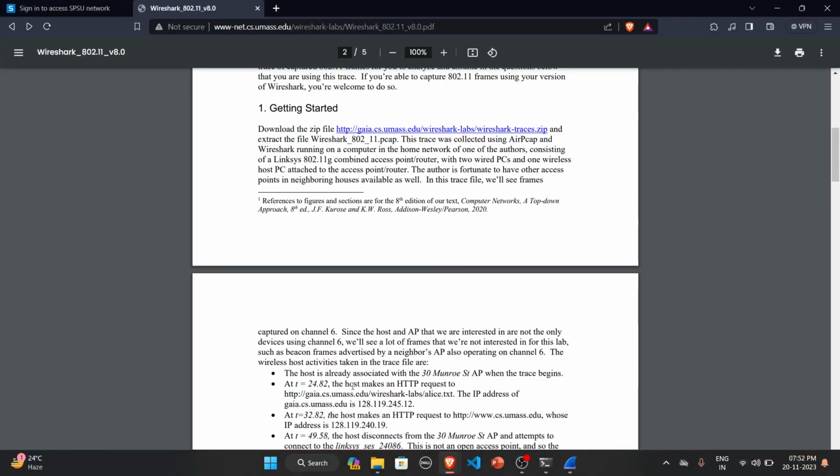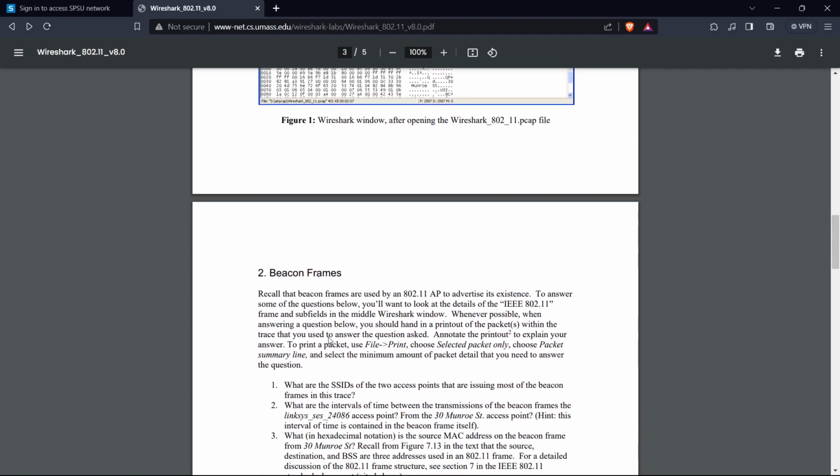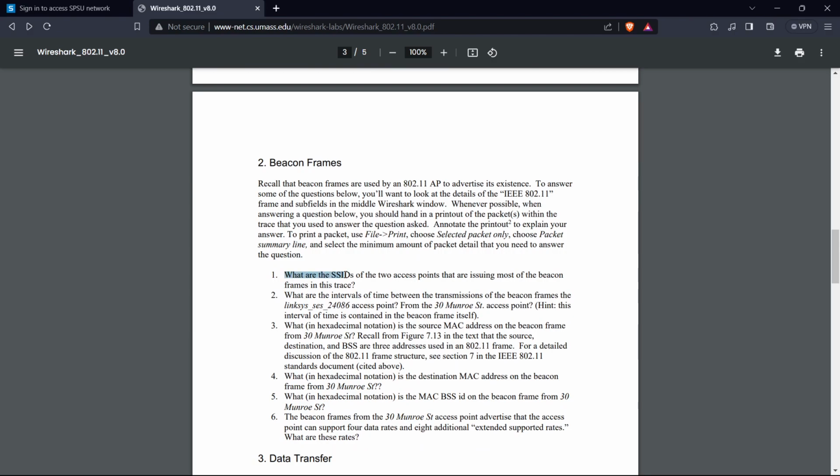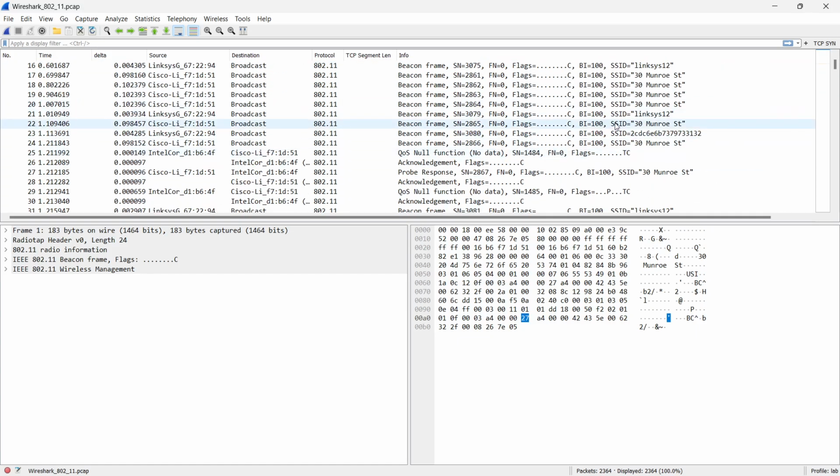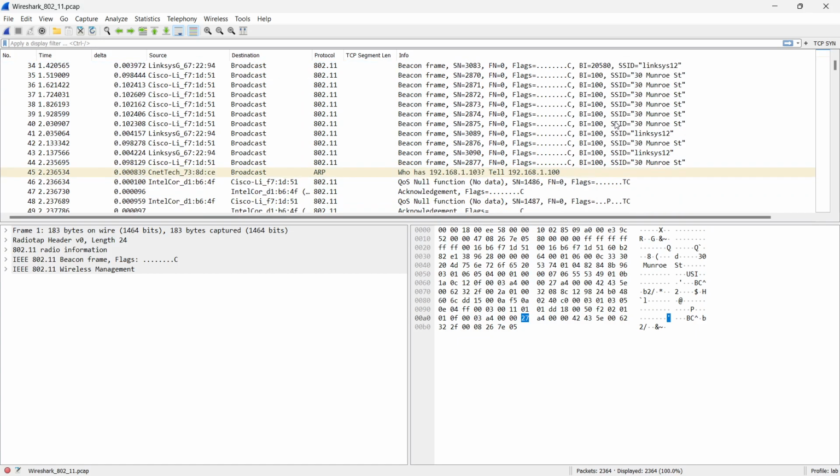Now we go to the beacon frames. The first question is, what are the SSIDs of the two access points that are sending the most beacon frames in this trace? First, we have to find the beacon frames and which SSIDs are sending the most. Most of the SSIDs are 30, as you can see here, so we have to see whether there are more than 30 or not. If there are, we have to find it.